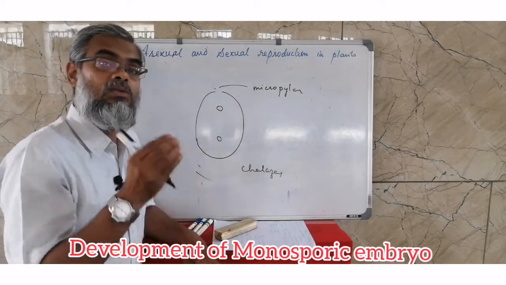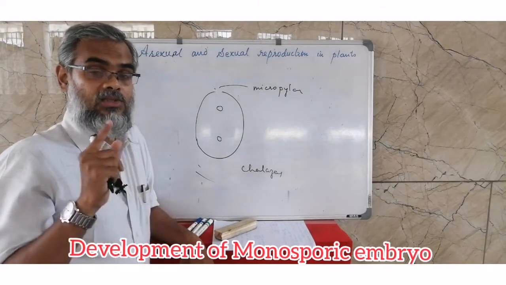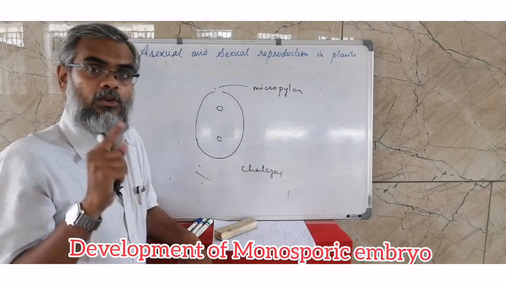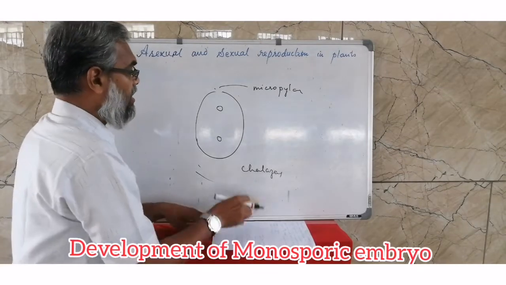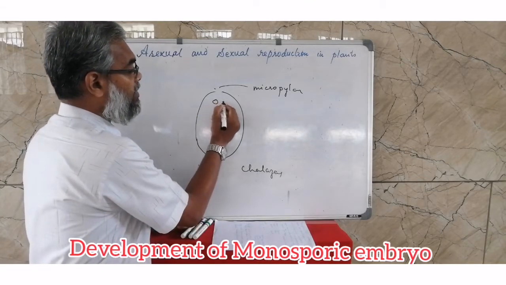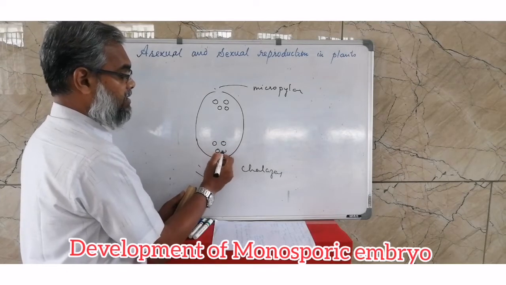Twice it undergoes mitotic division. So how many cells are formed? In mitotic division, one cell will give you 2 daughter cells. So twice the mitotic division occurs. Therefore 4 cells are formed in both the cells.